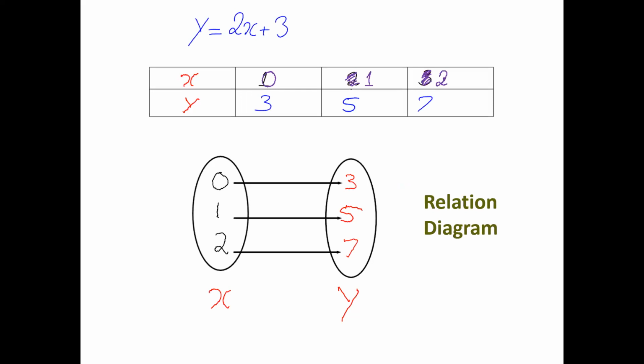Now look at this table. This is 2x plus 3. I randomly put 0, 1, and 2, and I got 3, 5, and 7. So I can make a relation diagram. By putting 0, I get 3. By putting 1, I get 5. By putting 2, I get 7. You have to copy this.